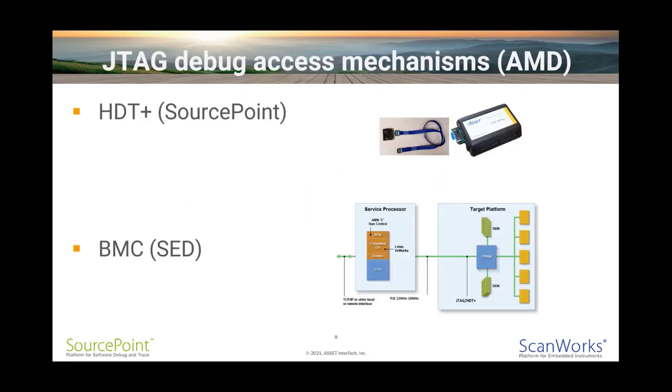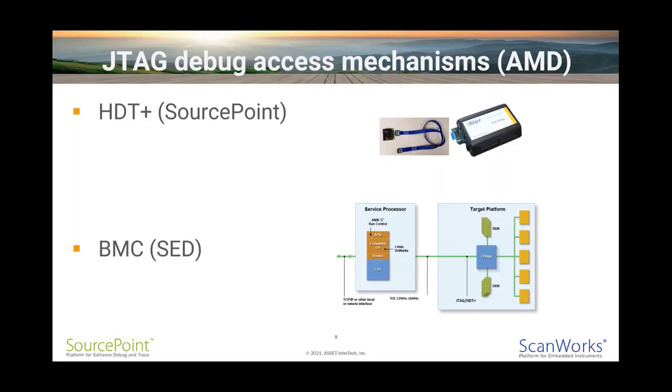Anyway, continuing, for AMD, there are two primary access mechanisms to the platform. What we're going to be seeing today is the SourcePoint example, whereby we connect locally, what I call on the benchtop, over the HDT Plus interface, the header that's on the Rome server platform that we have.